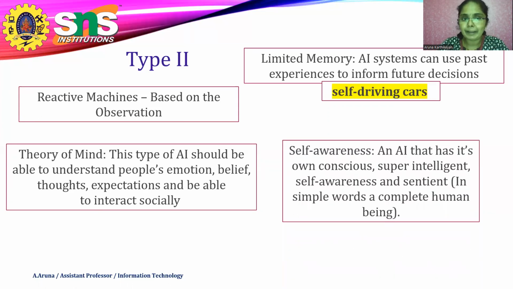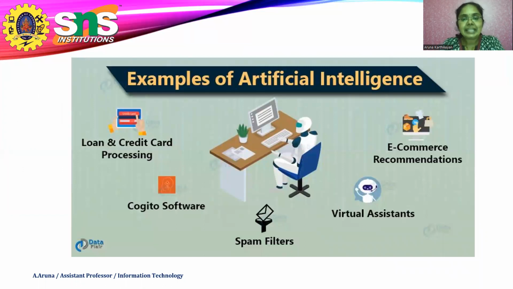The next type of AI is self-awareness. It has its own consciousness. We can call it super intelligent. It also has self-awareness and sentiment. This is exactly a complete human being. The way a human being thinks, the same way it will produce an output. This type of machine can be called self-awareness artificial intelligence.